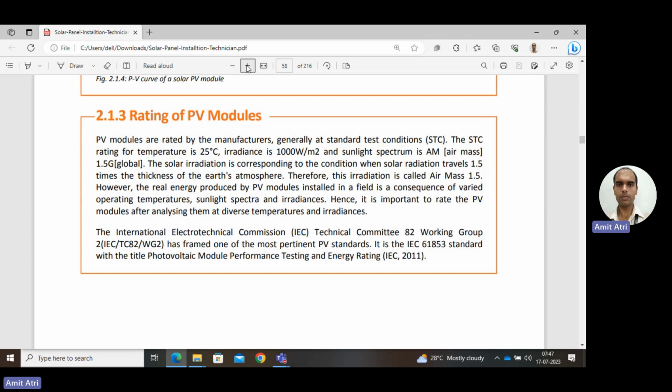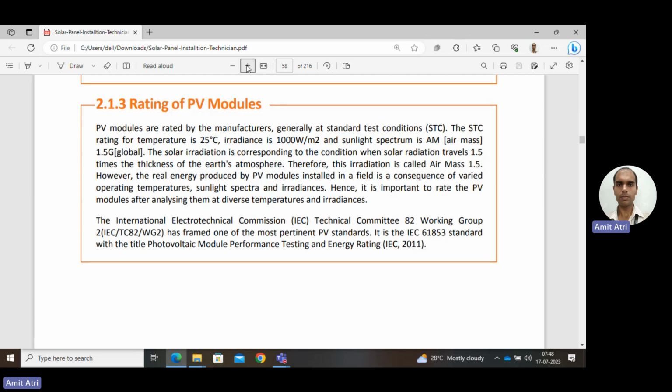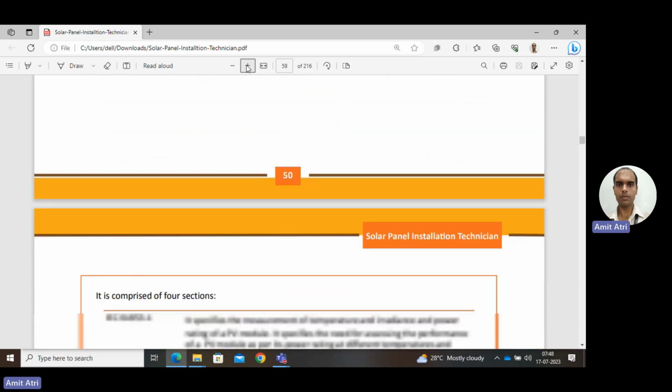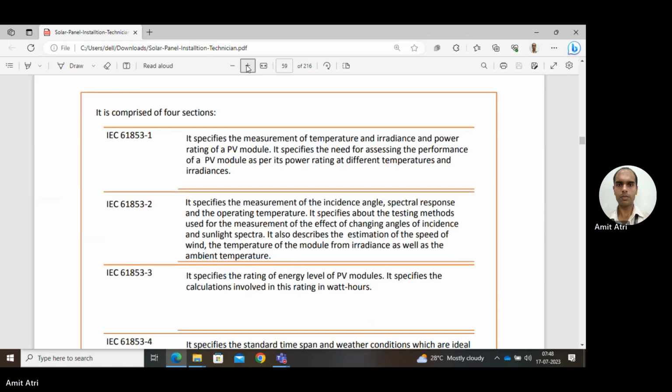The International Electrotechnical Commission, Technical Committee 82 Working Group, is a specifying, regulatory body that has framed one of the most pertinent PV standards for photovoltaic panels. That is the IEC 61853 standard, titled Photovoltaic Module Performance Testing and Energy Rating, IEC 2011. Here are some of the sections specified in IEC 61853.